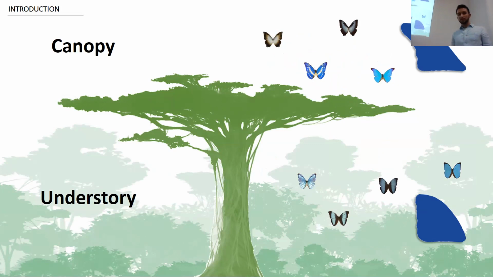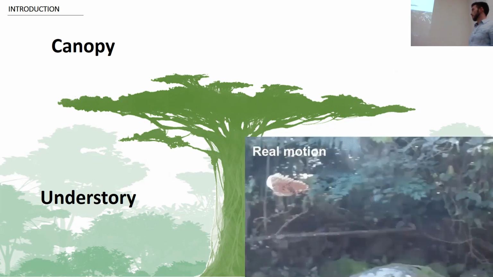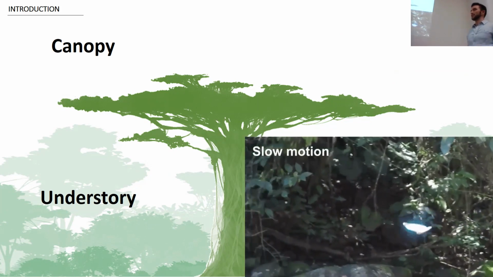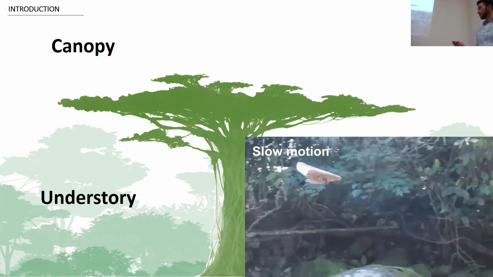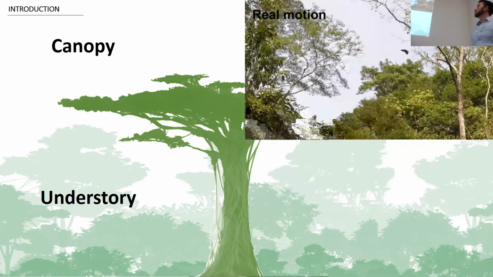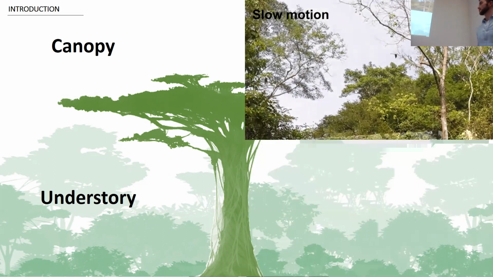And observations made in the field do suggest different flight behaviors between canopy and understory species. Here you see a video I recorded in the field. It's an understory species flying, and you can see an active flapping flight. Now here is a canopy species flying higher, and you can see a more peaceful flight with gliding phases.